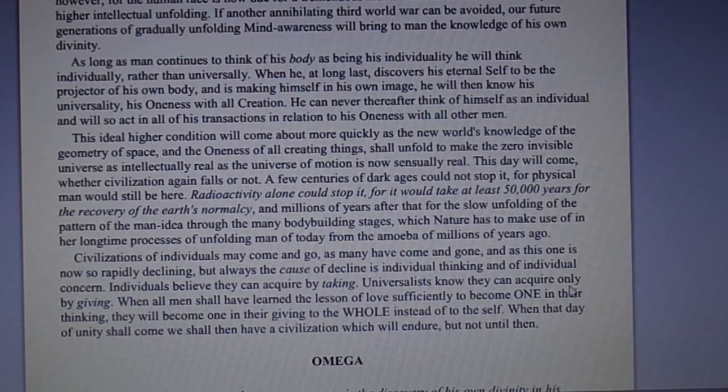Radioactivity alone could stop it, for it would take at least 50,000 years for the recovery of the Earth's normalcy, and millions of years after that, for the slow unfolding of the pattern of the man idea through the many bodybuilding stages, which nature has to make use of in her long-time process of unfolding man of today from the amoeba of millions of years ago.